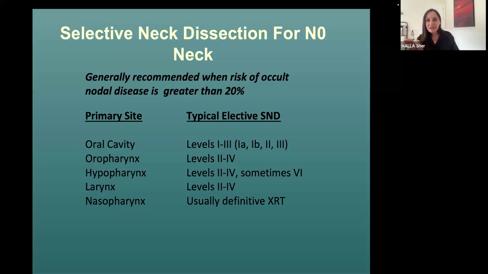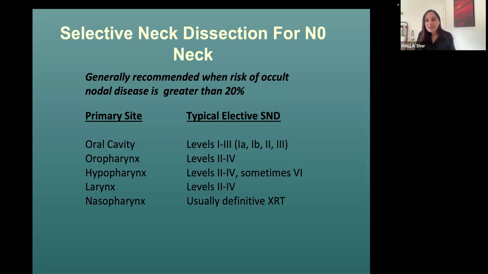And just to recap on that, selective neck dissections are offered for patients who have N0, no clinical evidence of neck disease, but their primary tumor tells us they have greater than 20% risk of occult nodal disease. And just to summarize what we just went through, typically the selective neck dissection for oral cavity is levels 1 through 3. Oropharynx is level 2 through 4. Hypopharynx is also typically level 2 through 4. Sometimes, depending on the primary tumor, level 6 has to be dissected.